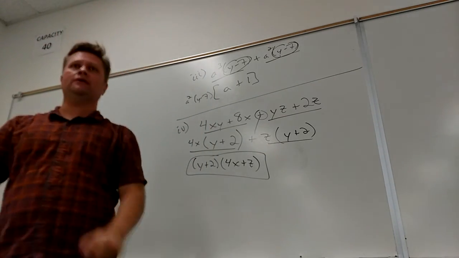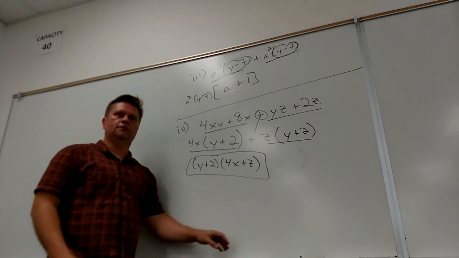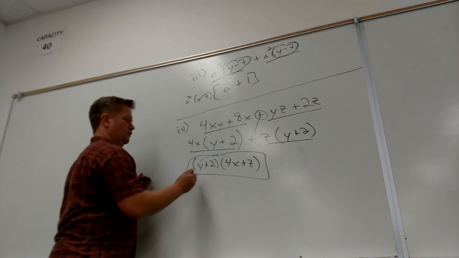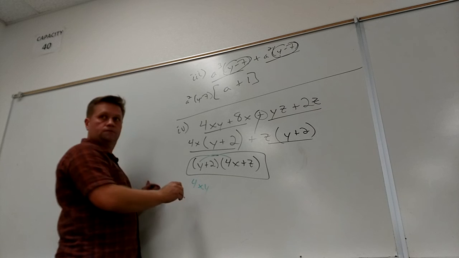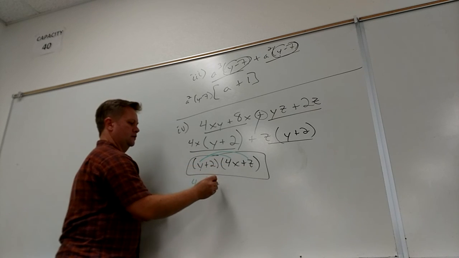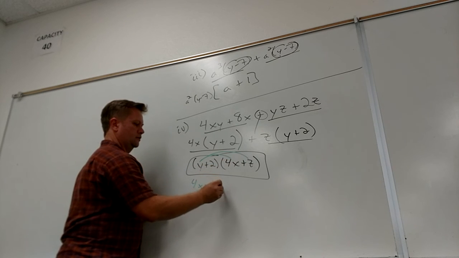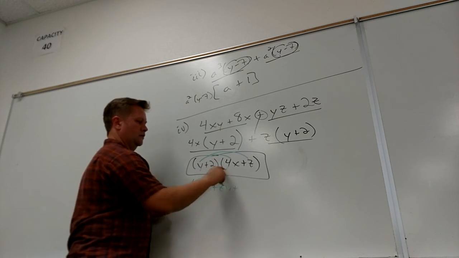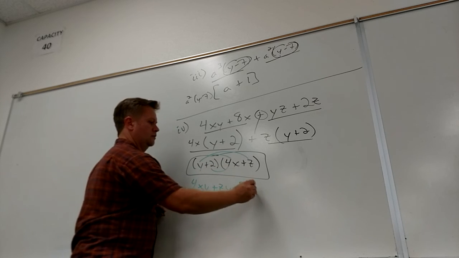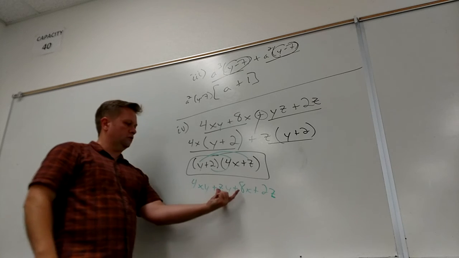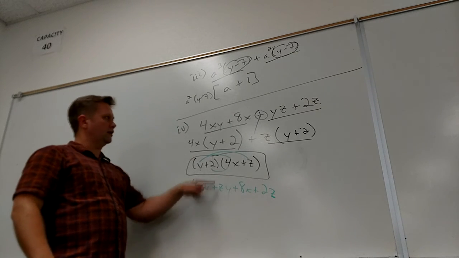Yeah, of course it is, right? So what do you get? You get 4xy, putting them in order, is that cool? 4xy plus 8x, plus zy plus 2z. Isn't that the same thing, just kind of out of order? Couldn't I just rearrange those? That and that, same thing.